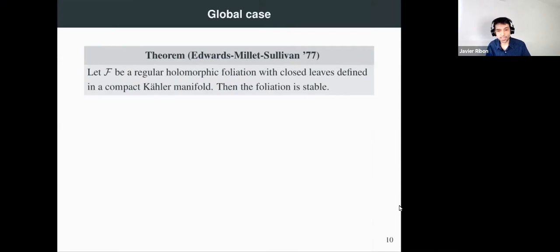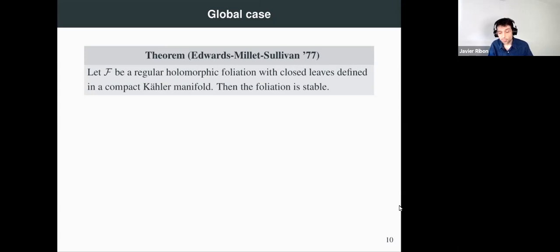Okay, in the global case, you have this very beautiful paper by Edwards, Millett, and Sullivan from '77. That is a paper that is much more general than, let's say, the complex analytic setting. It studies foliations with much weaker regularity. And it studies foliations with compact leaves on compact manifolds.